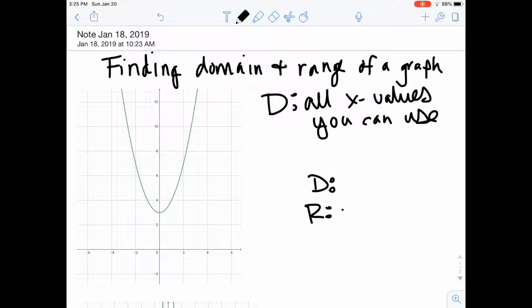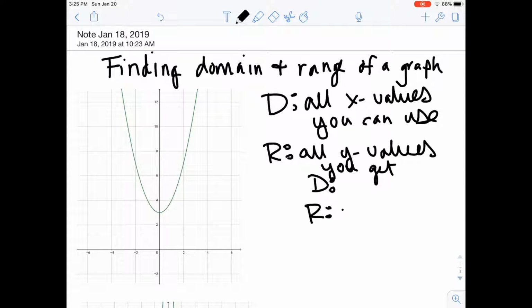Now there's a different way of writing that, and that's in the notation form, and I'll go over that here in a minute. So domain is all the x values you can use, and I covered that in my last video. But range, and I'll denote domain as the capital letter D and range as capital R. So range is all y values. Now it's not all y values you can use, it's all y values you get, meaning values that you get out, right?